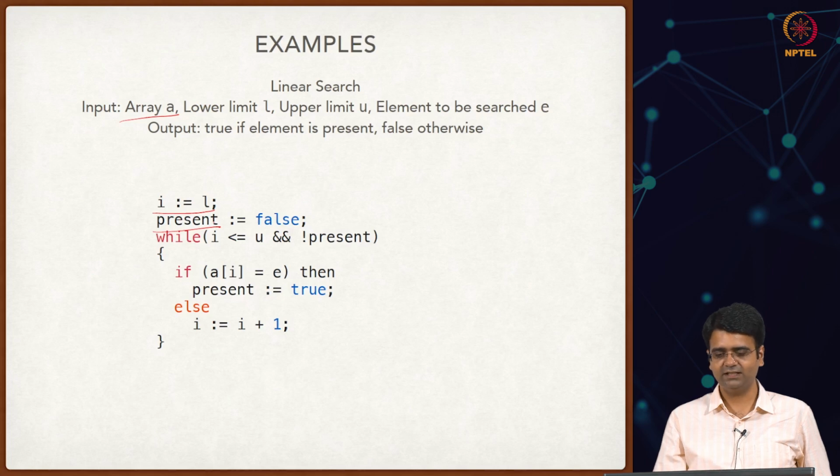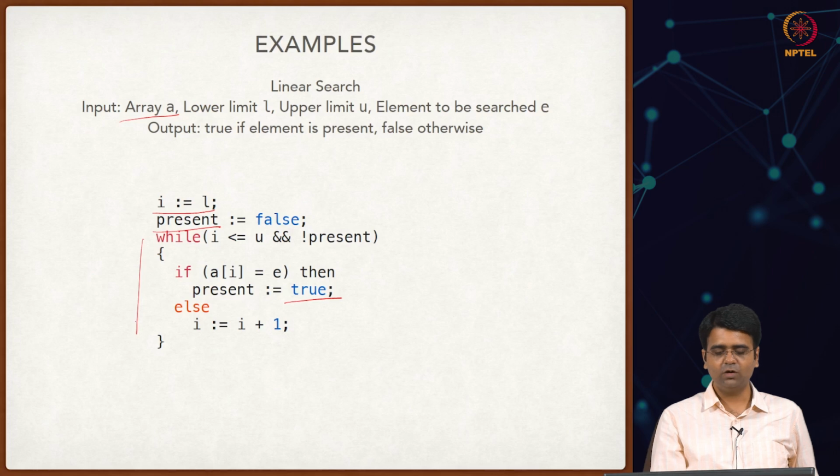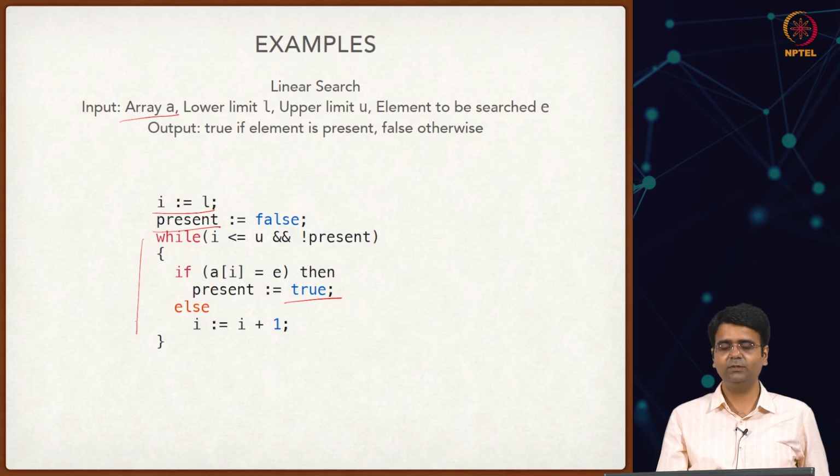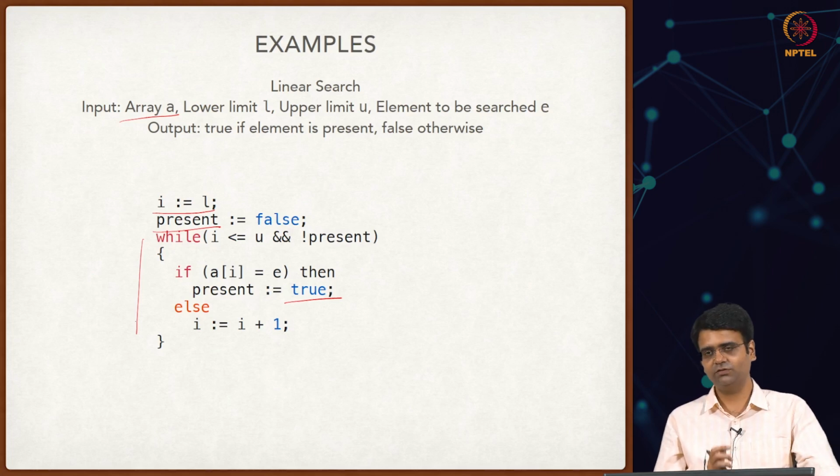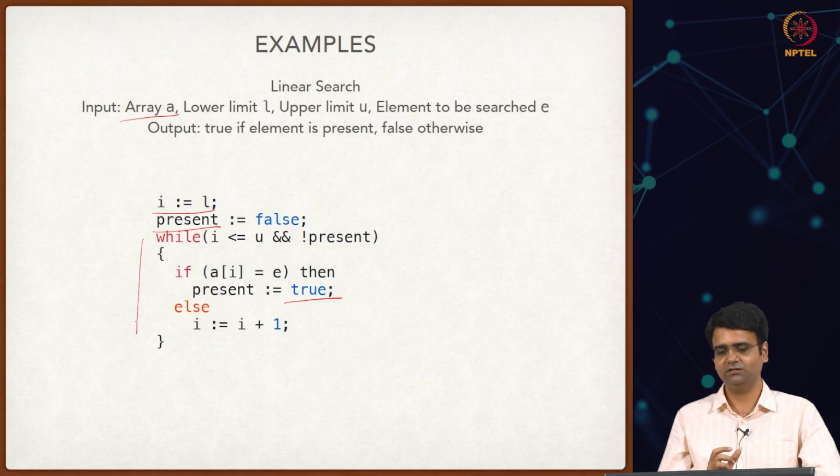If A[I] is E, then you have found the element, so you set present to true. Otherwise you just increment I. This while loop will exit when the entire region of the array between L and U has been scanned, or if the element has been found. So how would you write the specification of this particular program? What is it that you expect out of this program? What is the correctness condition?